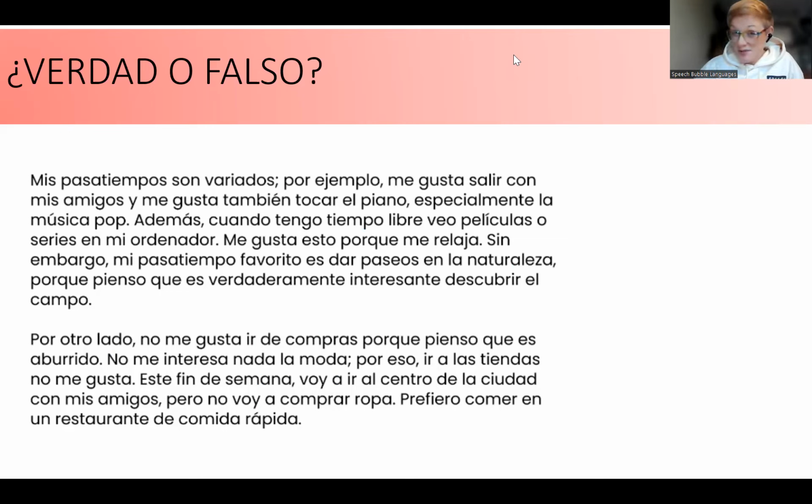Take some time to read those aloud too. It helps perfect your Spanish accent. Are we ready for this challenge then, everyone? It is verdad o falso. Are the statements you're about to see on the screen true or false?